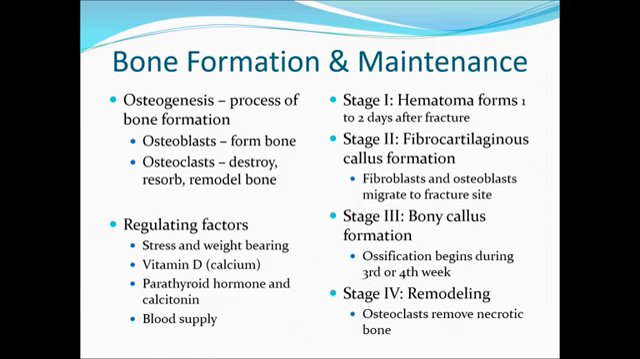So going back to bone formation and maintenance, the process of bone formation is known as osteogenesis. And osteoblasts are the cells that form bone, and osteoclasts are the ones that destroy or resorb and remodel bone. So when you think about a normal, healthy person, you have osteoblasts being equal to osteoclasts, and everything is nice and clean, and everything's going well. When you have diseases like osteoporosis, which we'll talk about later in this unit, you see more osteoclast activity than osteoblast, hence you have demineralization.